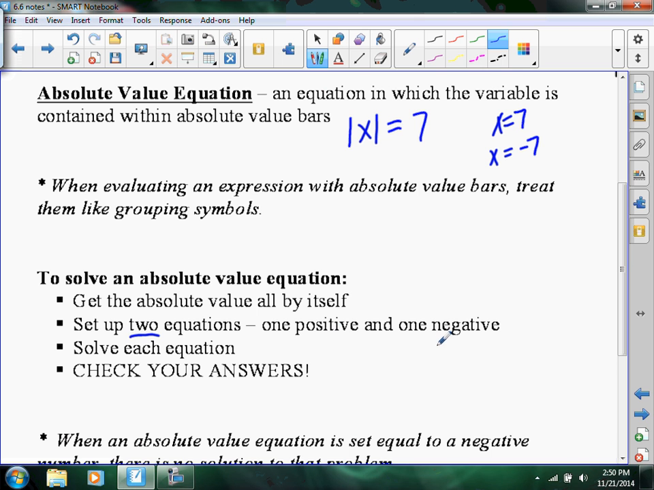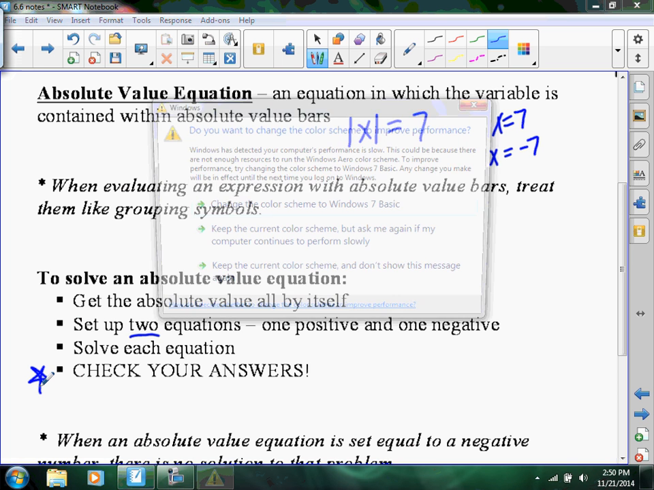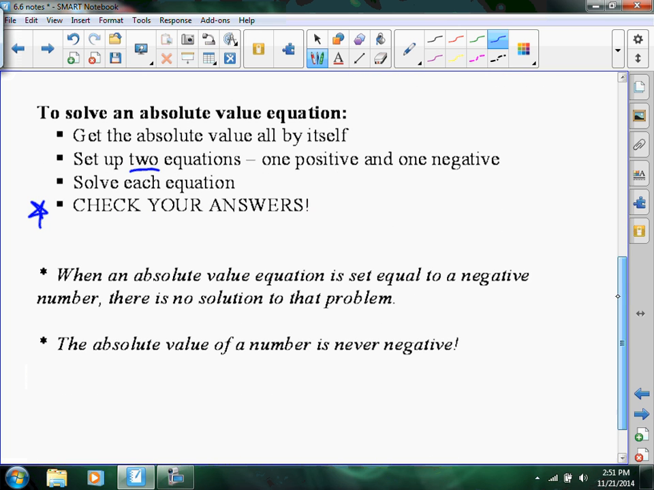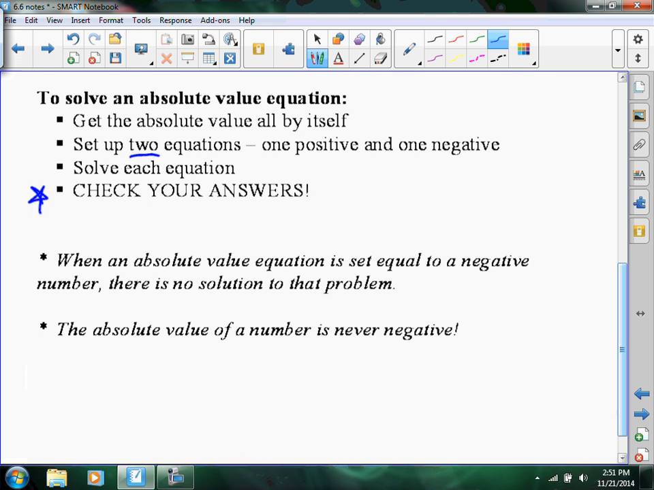So one's going to be positive and one's going to be negative. Like up here, we're going to have a positive 7 and a negative 7. And I'll show you how we set that up and how we deal with the positive and negative in just a moment. And then you solve each little equation that you have set up, and then you have to check your answers. Because sometimes the value that you get when you substitute it back into the original absolute value equation, it doesn't give you a true statement.